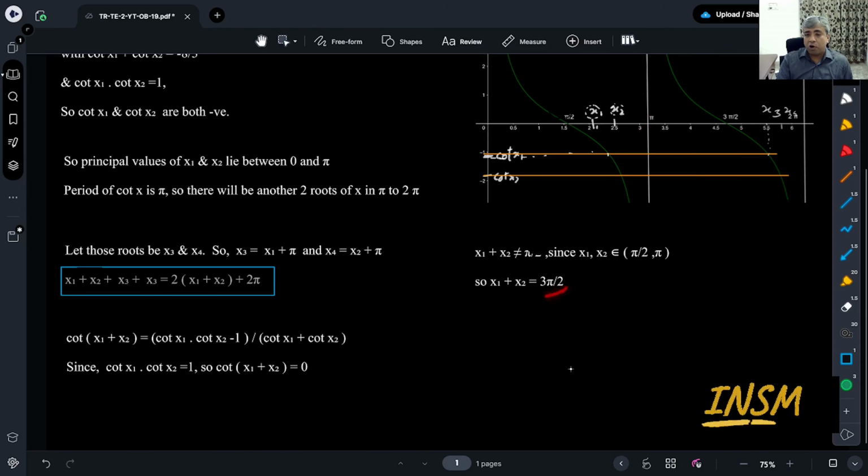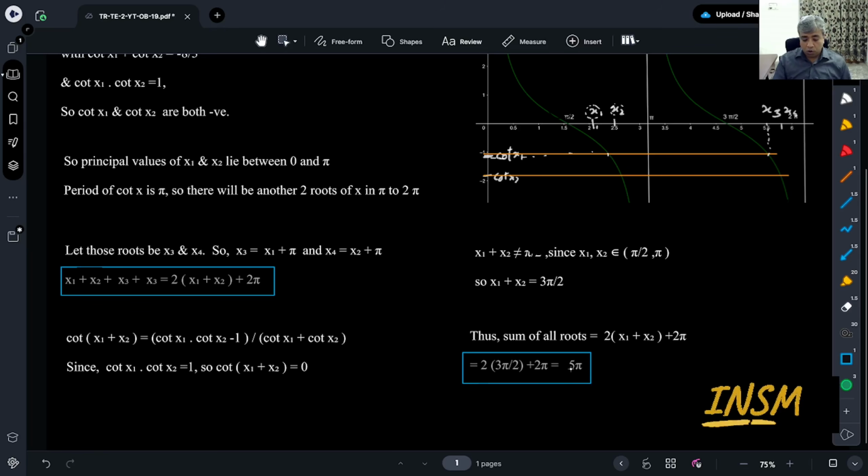Once we have got the value of x1 plus x2, it's a pretty direct method to get our answer. The sum of all the roots was 2 times x1 plus x2 plus 2 pi. So we put the value of x1 plus x2 here, 3 pi by 2, and you get the answer as 5 pi. Hope you understood the methodology.